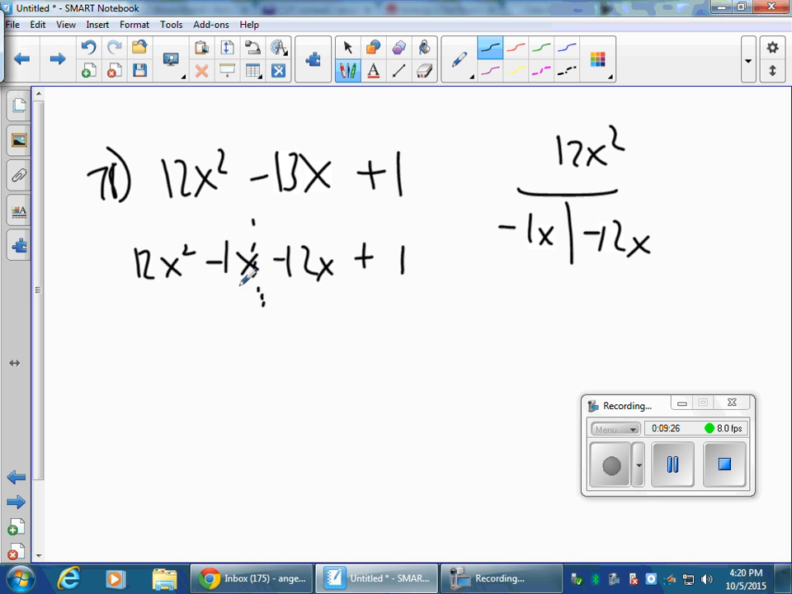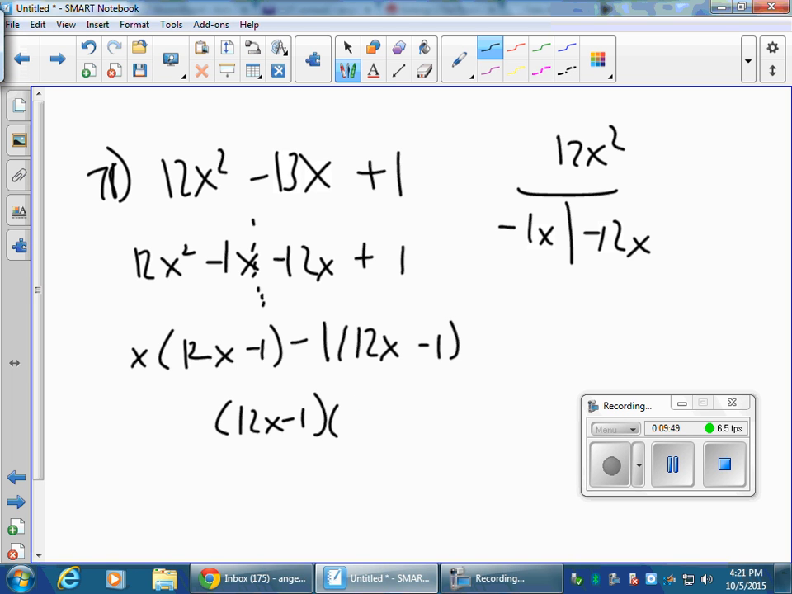I'm going to put in minus 1x first. So out of the first two, I can take an x out, and that leaves me with 12x minus 1. Out of the last two, I'm going to take out a negative 1. There's nothing in common, but if your third term is negative, you always take out a negative. So that's going to be 12x minus 1, because negative 12x divided by negative 1 is 12x, and 1 divided by negative 1 is minus 1. So in common is 12x minus 1, and what's left is x minus 1. All right, I'm going to stop it right there and pick up with 81 next.